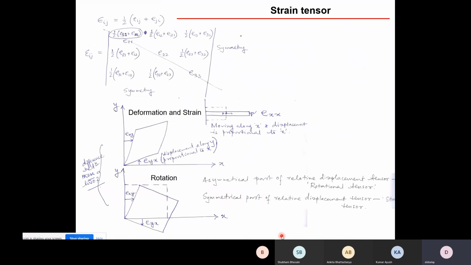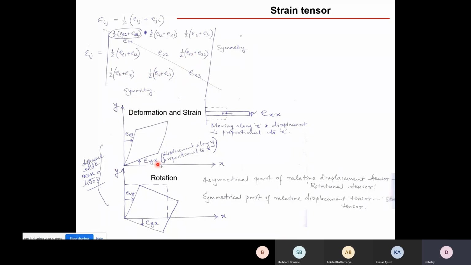Coming to the next slide, we have shown different kinds of conditions, what I have discussed with you so far. We are showing here that stress tensor is a symmetrical tensor. Strain tensor is a symmetrical tensor. E12 plus E21 by 2. Here also E12 plus E21 by 2. The third term of the first row and first term of the third row, third term of the second row and second term of the third row, they are equal. So there are 6 net values.